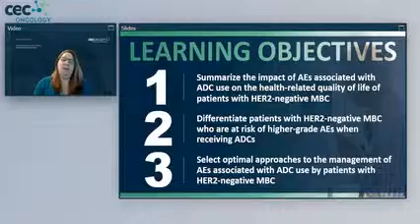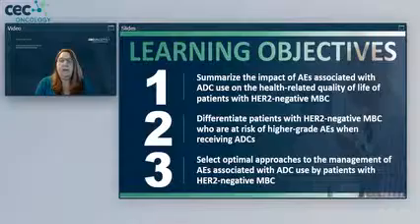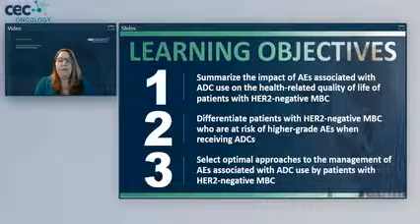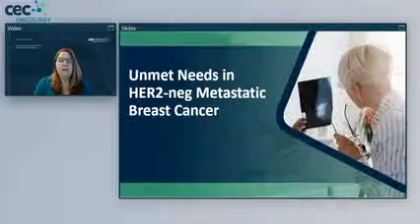All right, now let's talk about our learning objectives. The first objective is that we're going to summarize the impact of adverse events associated with antibody drug conjugate use on the health-related quality of life of patients with HER2 negative metastatic breast cancer. We're also going to differentiate patients with HER2 negative metastatic breast cancer who are at risk for receiving higher grade AEs when receiving ADCs. And we're going to select optimal approaches to the management of AEs associated with ADC use with patients with HER2 negative metastatic breast cancer.